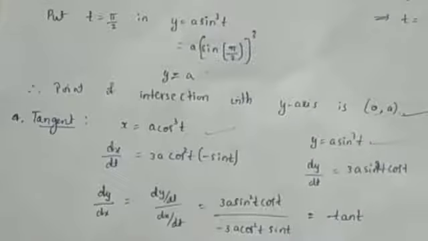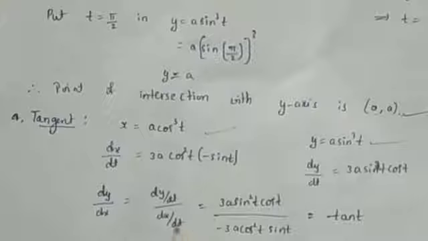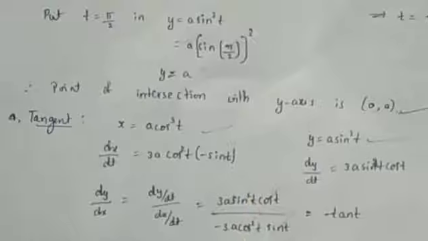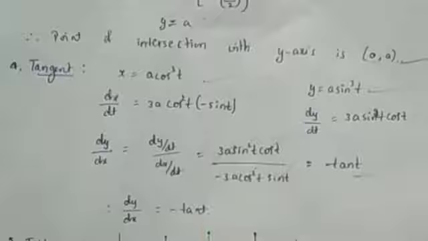Then we find dy by dx, which is equal to dy by dt by dx by dt, which is equal to 3a sin square t cos t by minus 3a cos square t sin t. The 3a gets cancelled, one cos t gets cancelled, one sin t gets cancelled, we get minus tan t. Therefore dy by dx is equal to minus tan t.